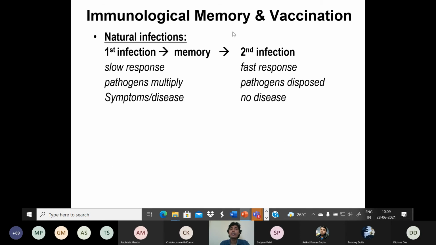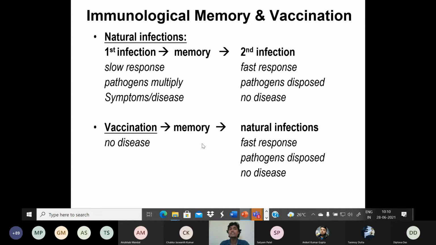So here, immunological memory versus vaccination. I actually explained all those things. In the case of natural infection, what happens? In the first infection, that means someone gets the disease, the response is slow, the pathogen multiplies in our body, some symptoms happen, and that's why we get the disease. Over time, our adaptive immune system takes care of it and clears the infection, and we generate some immunological memory. During the second infection, a few years later, the response is fast and the pathogen is disposed of. As a result, no symptoms or no disease. This is natural infection.